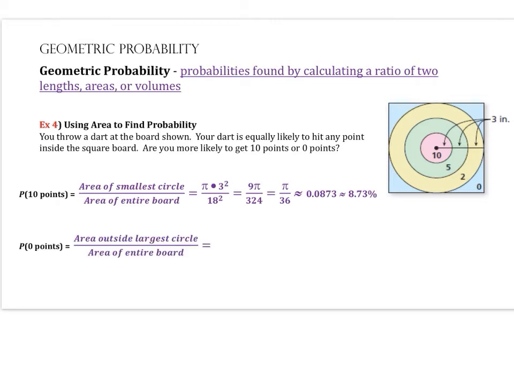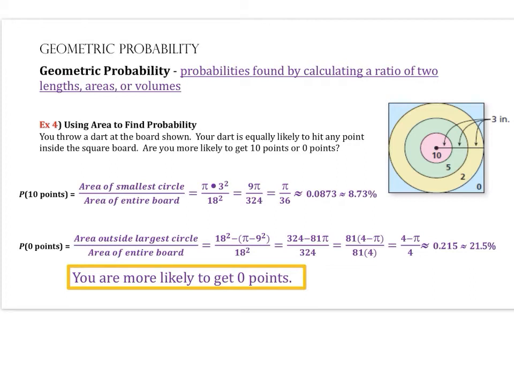Now let's take a look at the probability that it lands in 0 points, which is going to be on the outside of the circles. So we want the area of the outside of the largest circle out of the entire board, so the entire board shaded in. So we'll take the entire square, 18 squared, minus pi times 9 squared, all divided by 18 squared. And that simplifies down to (4 minus pi) divided by 4, which converts to the decimal 0.215, which converts to 21.5%. So it's more likely that you would get 0 points.